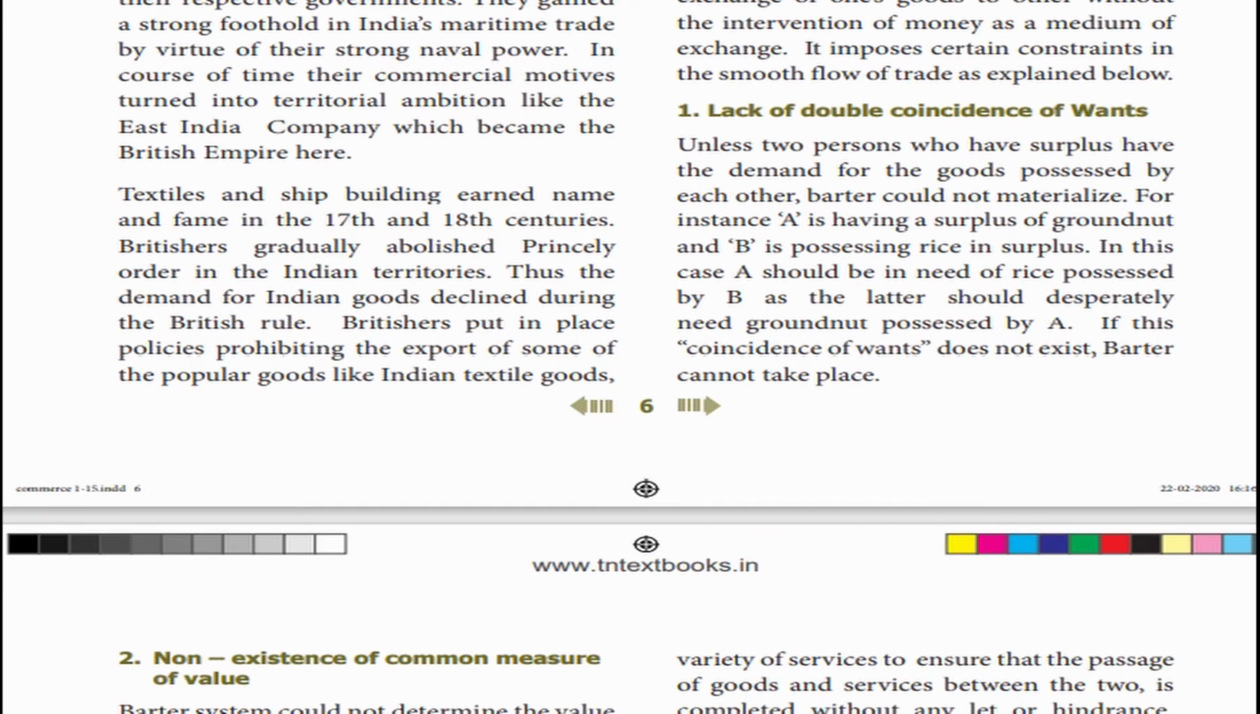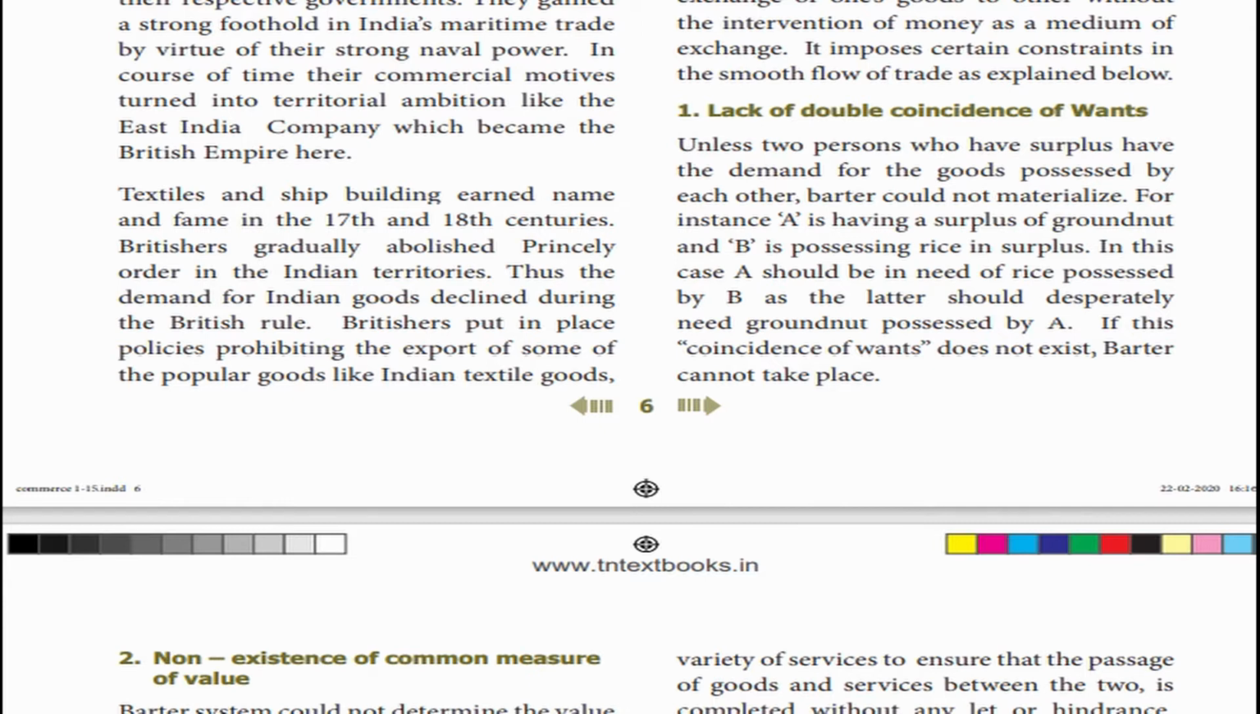Textiles and shipbuilding earned name and fame in the 17th and 18th centuries. Britishers gradually abolished princely orders in the Indian territories. So the British East India Company abolished the orders of the kings of the princely states. Thus, the demand for Indian goods declined during British rule.